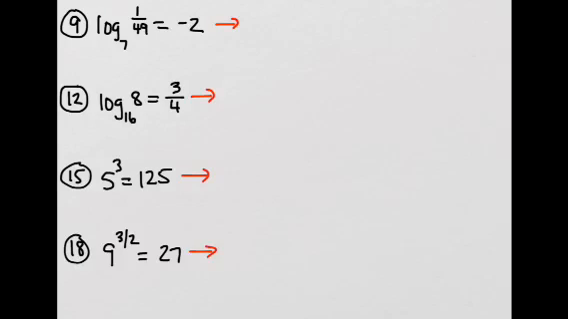Alright, so for numbers 9 through 21, 21 I'll write in later, you have to convert from one form to another, from logarithmic to exponential, or from exponential to logarithmic. So right now on number 9, it's in log form, so I've got to change it to exponential form. Okay, so then the base is 7. The exponent is -2. And it equals 1 over 49.